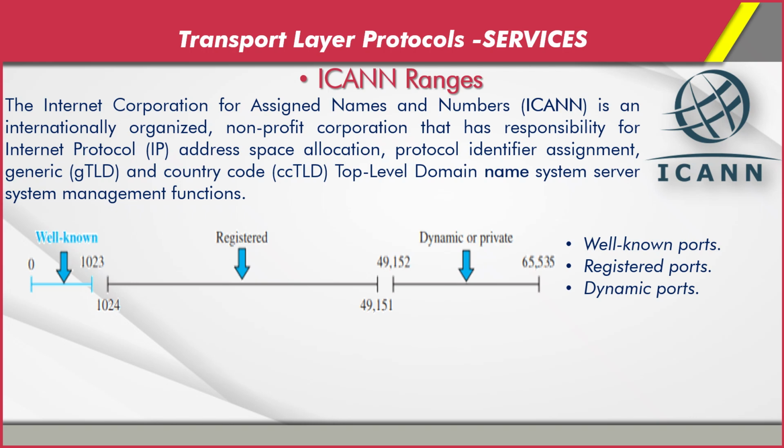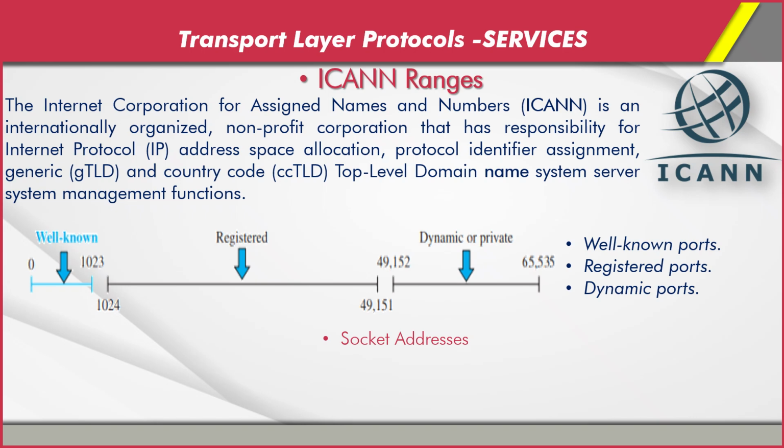The next one is registered ports, that means the ports ranging from 1024 to 49151, which are not assigned or controlled by ICANN. They can only be registered with ICANN to prevent duplication. The third one is dynamic ports, the ports ranging from 49,152 to 65,535, and they are neither controlled nor registered. They can be used as temporary or private port numbers.